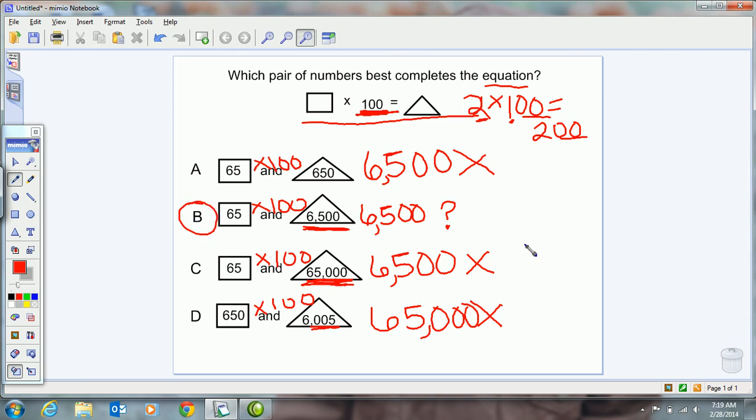So anytime you have a test and you're given something like this, I expect to see the math all worked out just like we have here to help guide you to determine the best possible answer.